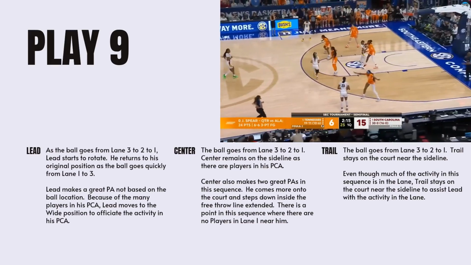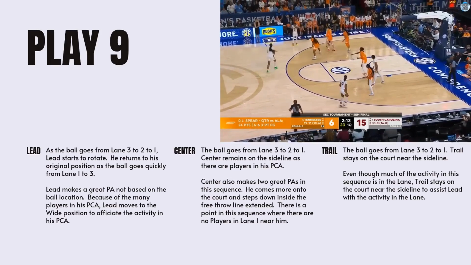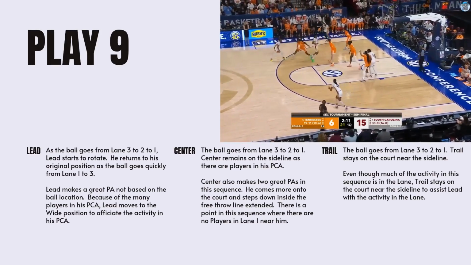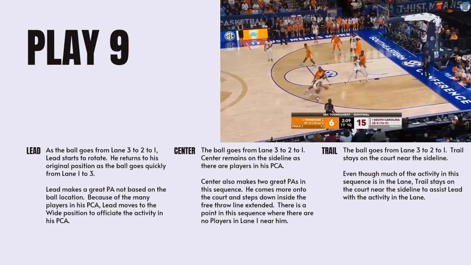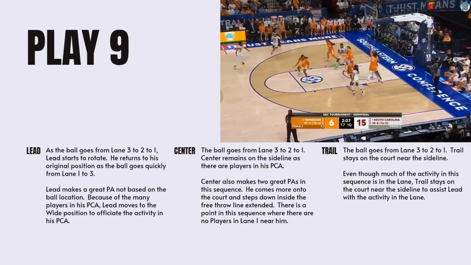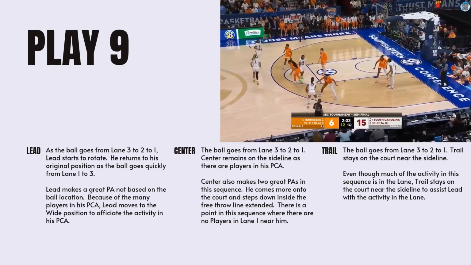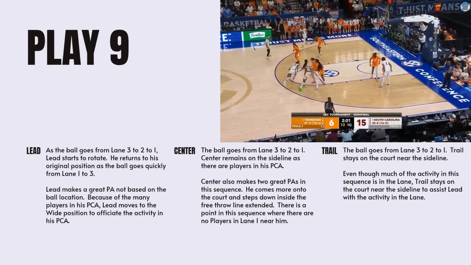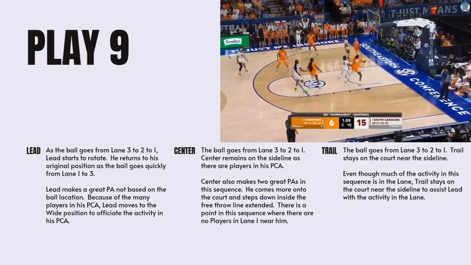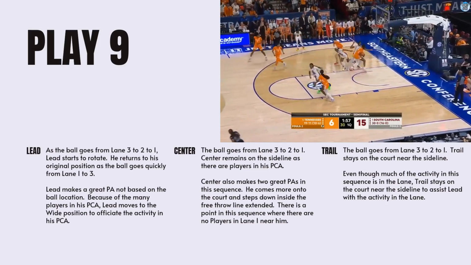So once the ball goes from 3 to 2 to 1, our center official will remain on the sideline as there are players in his primary coverage area. Our center official will also make two great position adjustments in this sequence. He comes more onto the court and steps down inside the free throw line extended. There is a point in this sequence where there are no players in lane 1 near him.